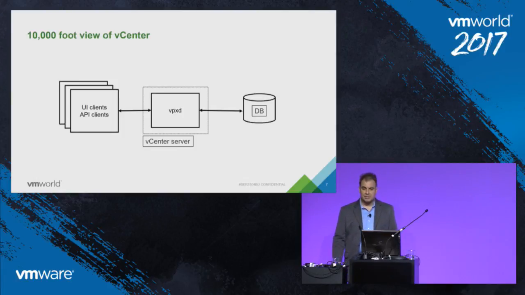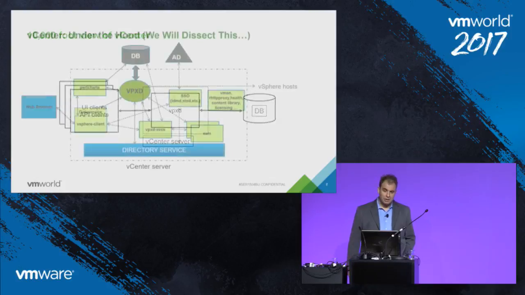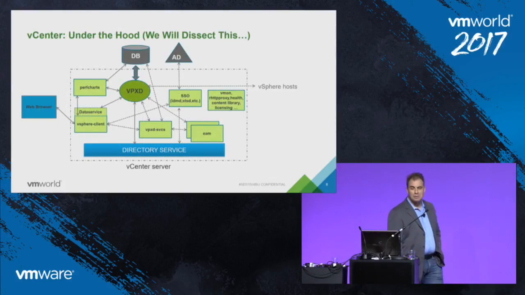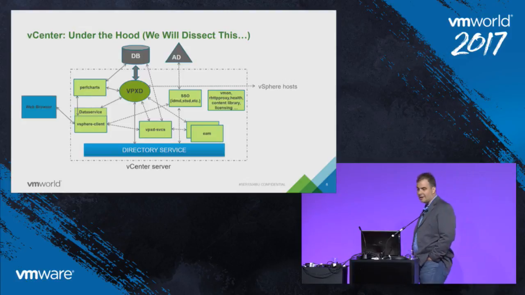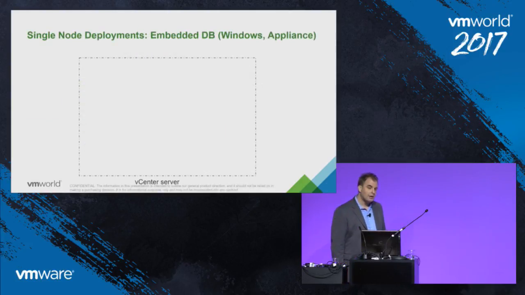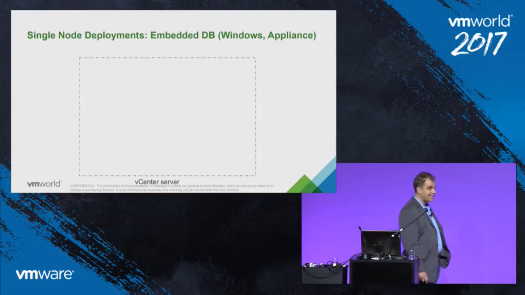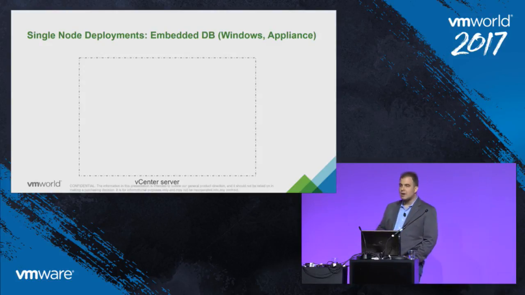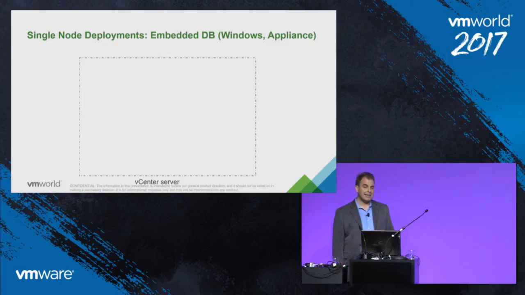And the state of it all is persisted in a backend database. And so the reality is, if you pop open the hood, there's actually quite a bit more sophistication going on there. So what we thought it would be useful to do is to walk through this with an example. For the purposes of this example, we're going to take a look at a single node deployment of vCenter with an embedded database. And we're going to walk through a very simple example of powering on a VM.